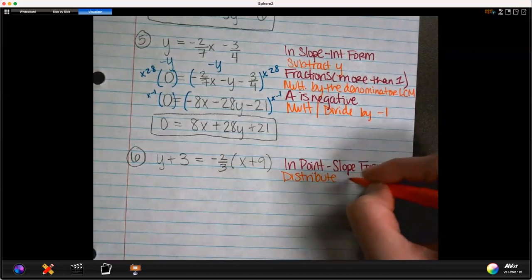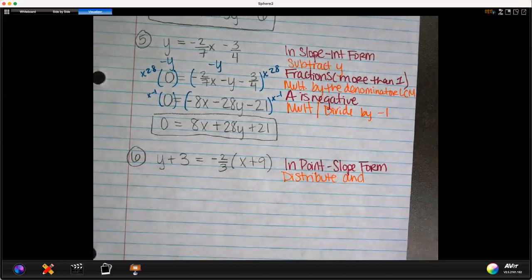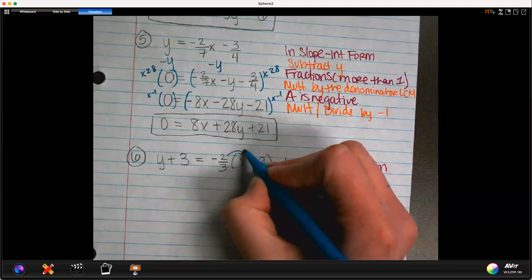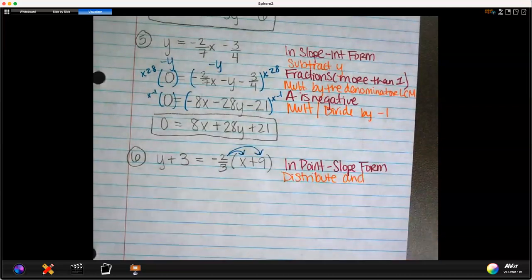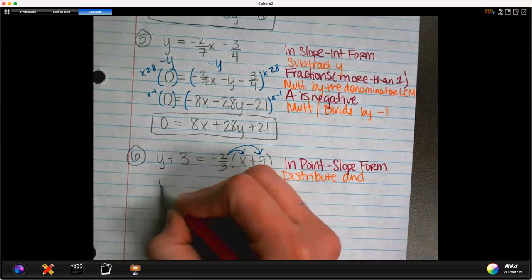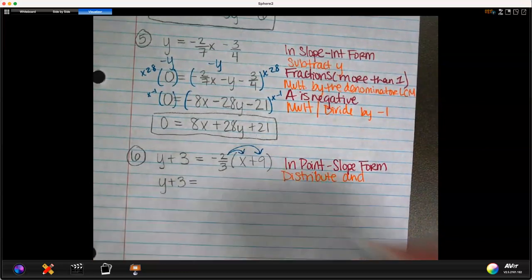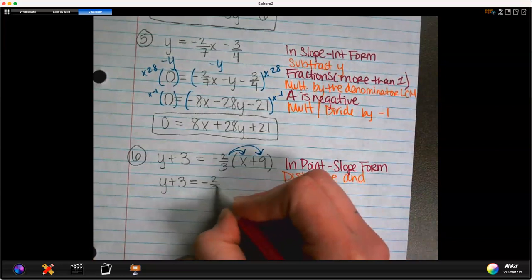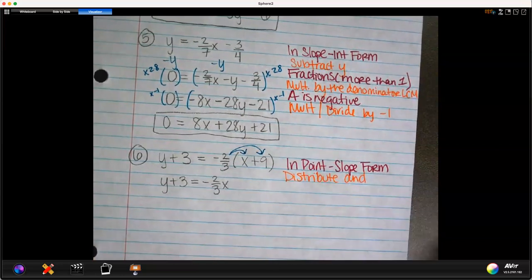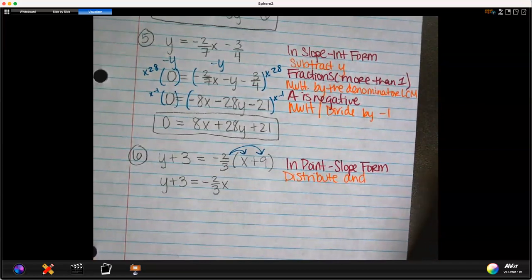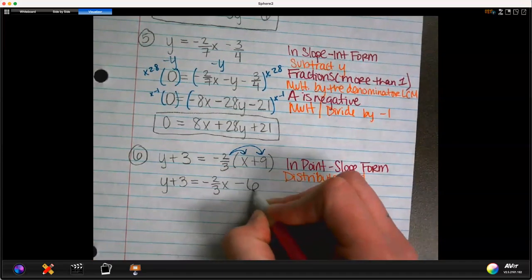Okay, now we also have to do something else. We distribute and, but I'm going to fill that in a second. So first thing, let's distribute. We're going to have to distribute and something else, but for right now, I'm just putting distribute. And let's go ahead and distribute that number. Okay, what is negative 2/3 of positive 9? -6. Good.